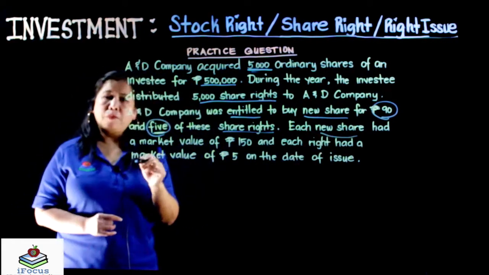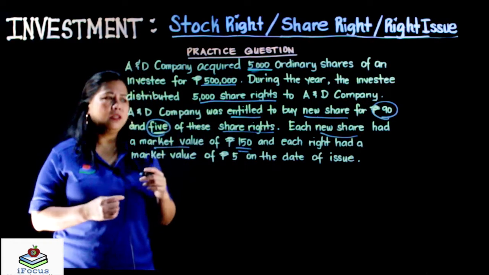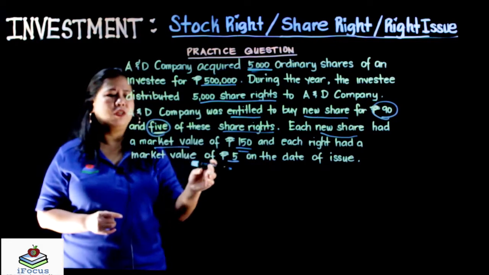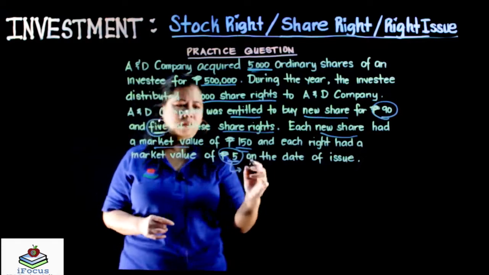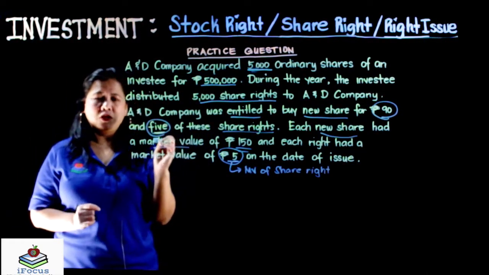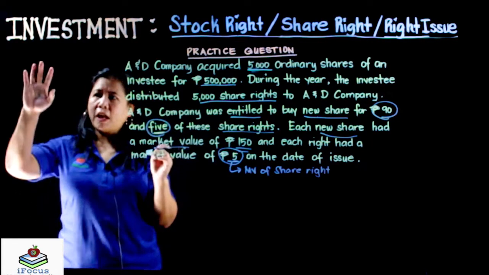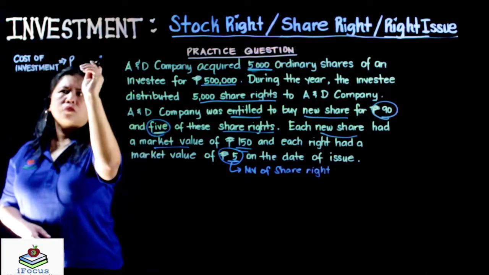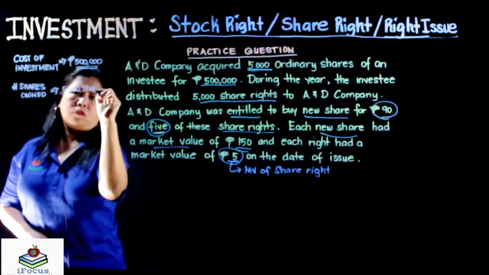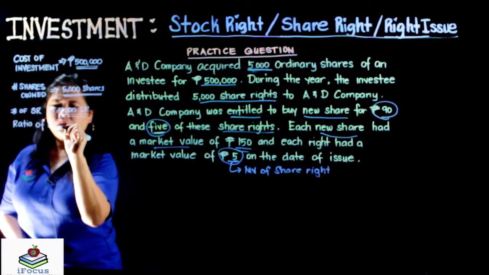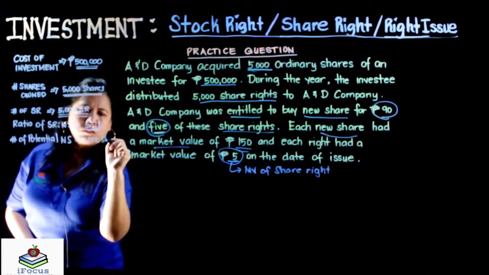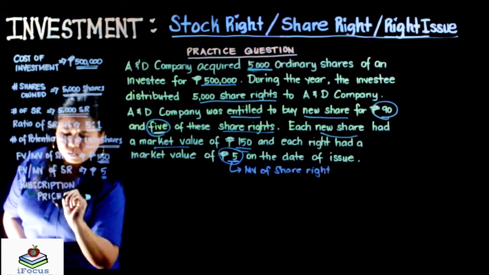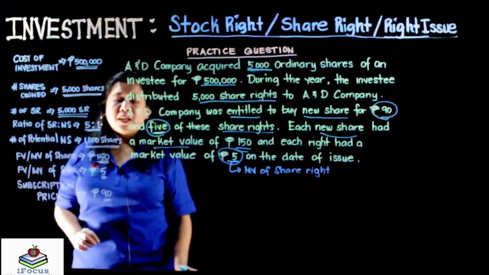Each new share had a market value of 150 pesos and each right had a market value of 5 pesos. Dito sa problem questions na ito or practice questions na ito, given ang market value ng ating share rights. Bago natin siya i-solve or i-analyze, ilalagay ko dito yung mga informations na kakailanganin natin to solve this problem. Alright, so ito yung mga informations na kakailanganin natin to solve this problem.